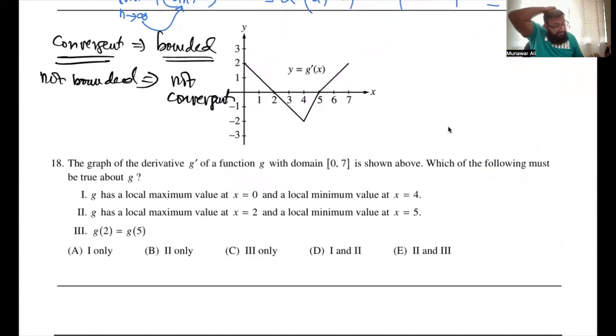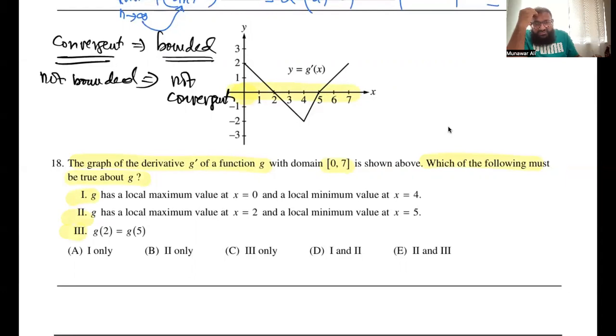Oh, sorry. I took this space, but this doesn't matter. What I need to do: this is the graph of g prime. So the graph is the graph of the derivative of the function, not the function itself, with domain 0 to 7. You can see the starting point is 0 and the ending point is 7. Which of the following must be true? I have three statements, and I have to look for which statement is going to be true and which is going to be false.